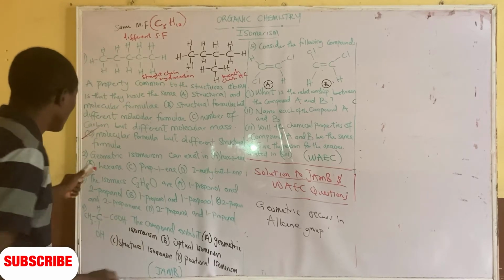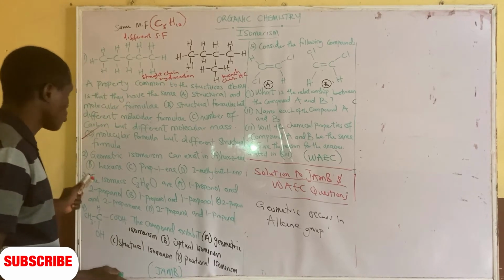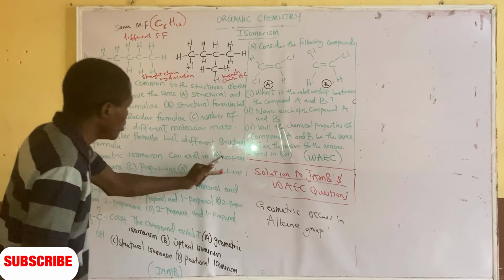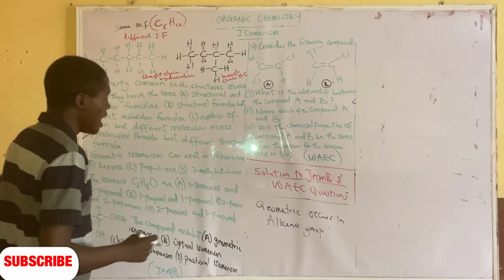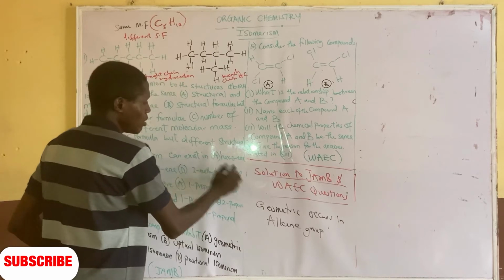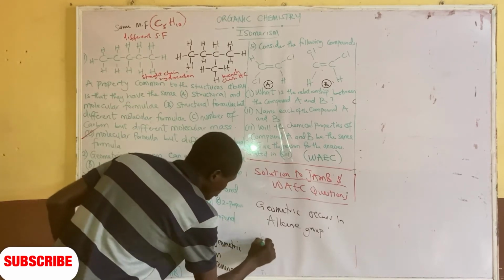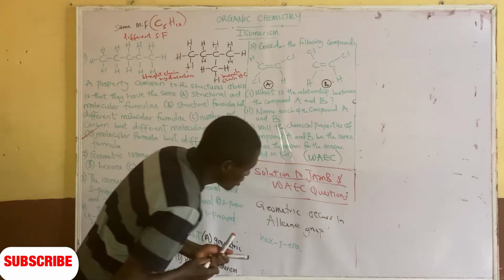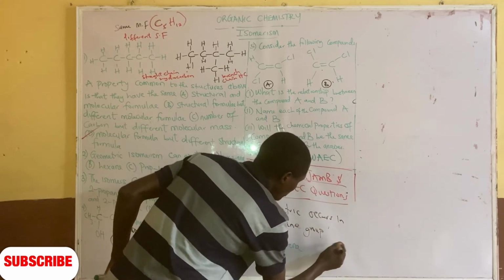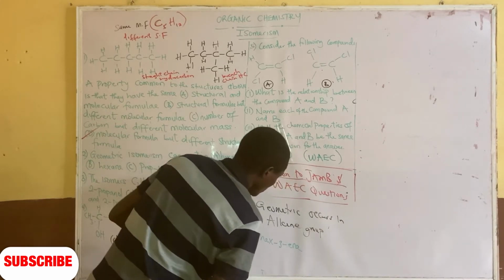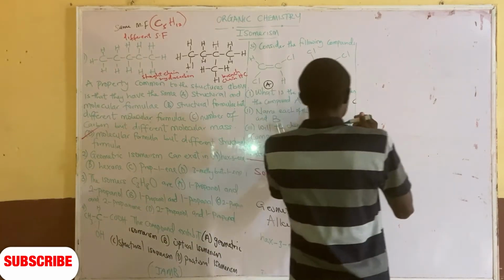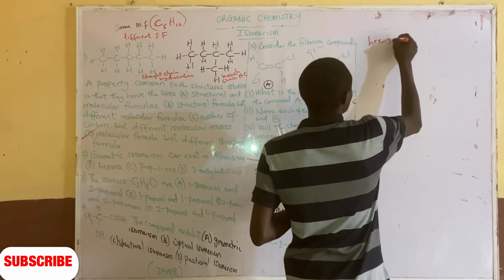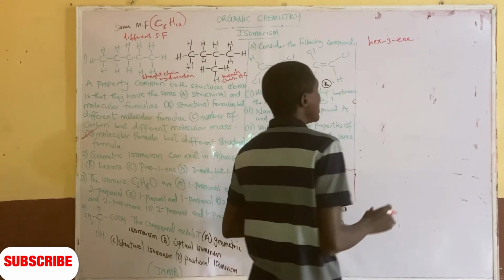So B is not even an option for us to consider because it is a single carbon organic compound, an alkane. Now let's check 3-hexene. 3-hexene is a member of the alkene family. Let's consider 3-hexene. Let me write it there. How do you write 3-hexene?